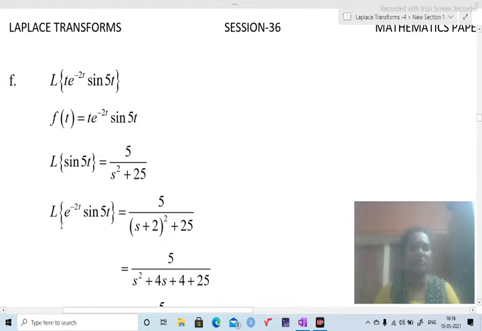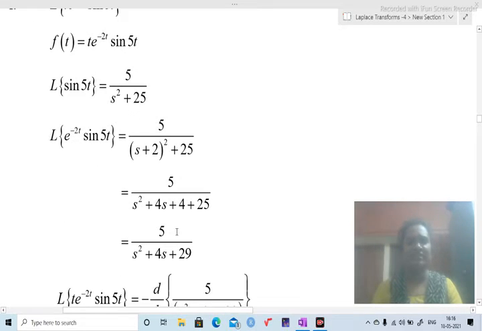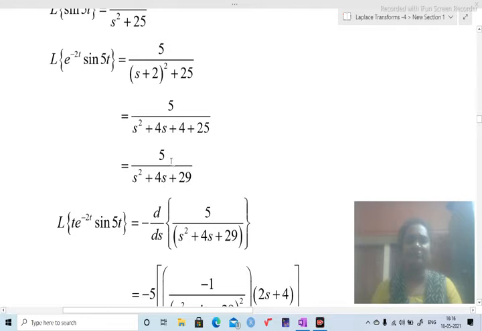Now I am going to find the Laplace transform of e power minus 2t into sin 5t by using the first shifting property. Here minus 2 is there, that's why I am going to replace s with s plus 2. So I am going to get 5 by s plus 2 whole square plus 25. Simplify the denominator, then I finally get 5 by s square plus 4s plus 29.